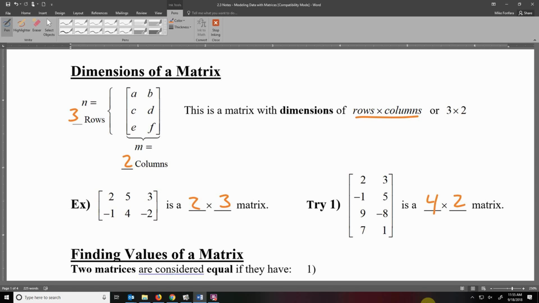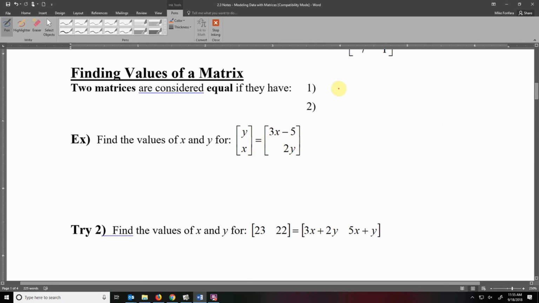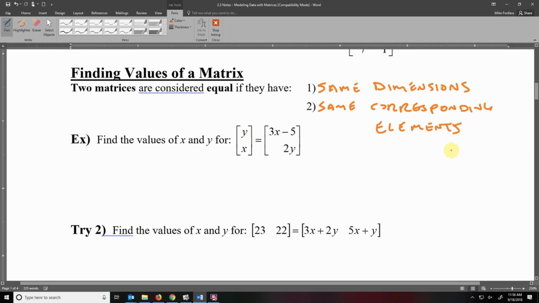We're going to talk now about how to find values of a matrix and then how to add and subtract matrices. So matrices are considered equal if they have the same dimensions and if they have the same corresponding elements. Same dimensions, same corresponding elements.